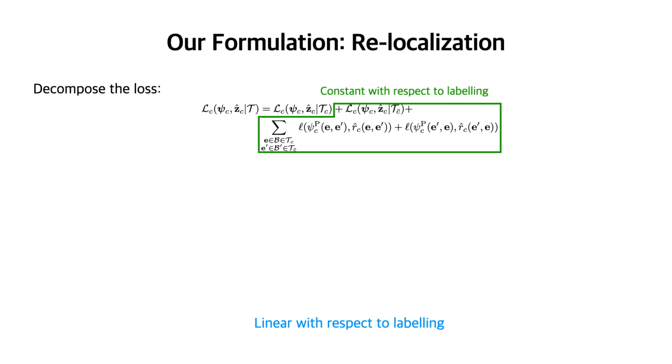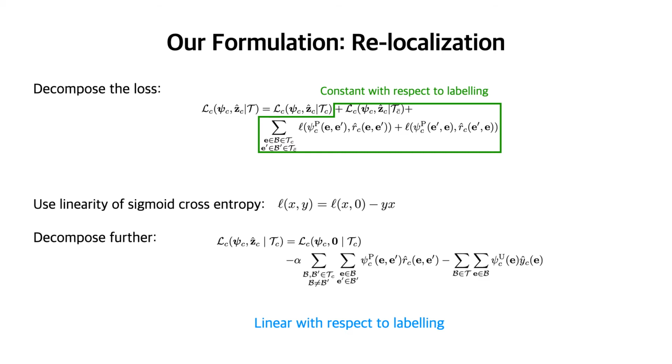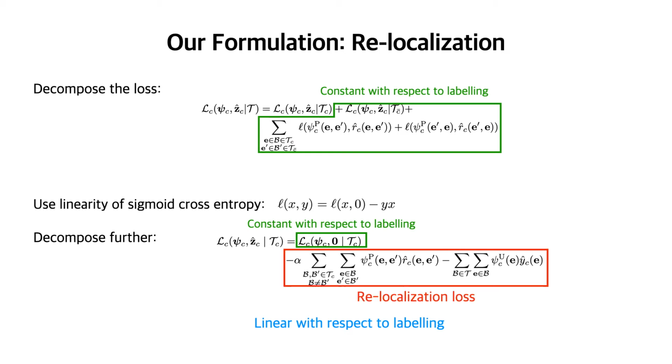We notice that except for the first part, other terms remain constant for any feasible labeling. To further break down the first term, we observe that the sigmoid cross entropy loss is linear with respect to the input label y. Using this observation, we further simplify the re-localization objective. Again, the first term is constant with respect to the labeling. Therefore, the second term can be used as the objective for the re-localization step.